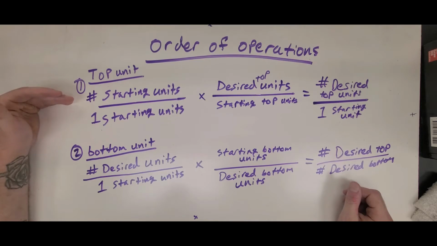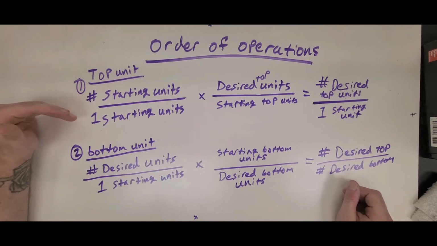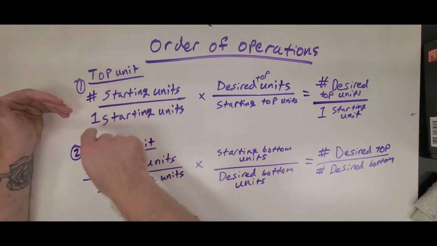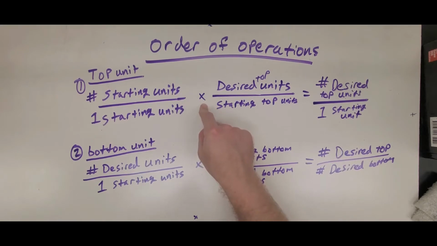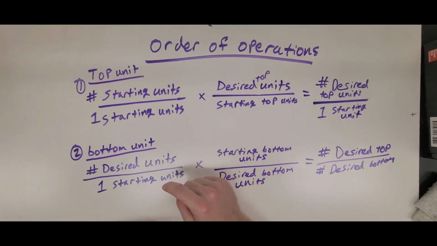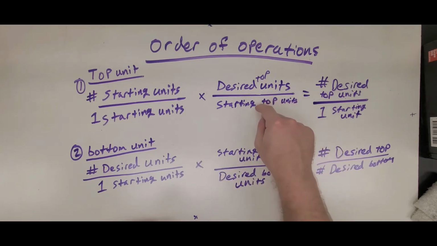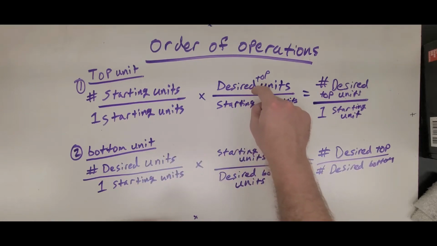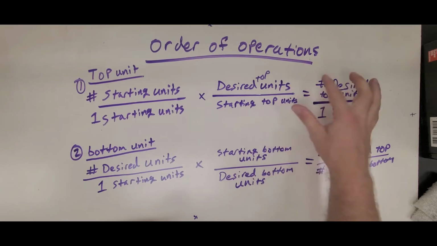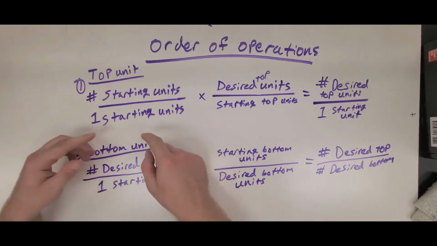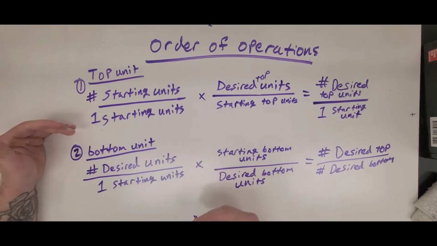We put the number of our starting units on top. This is usually going to be over one of our starting units on the bottom. So if it was meters per second, that would be the number of meters in 1 second. We multiply it by our unit conversion factor. Say we're trying to convert feet to meters, and this was feet here. We would put our desired units of meters up here and our starting top units of feet down here. I hope I didn't get that mixed up. Whatever we want up here on top, that's what we put here. That will get us to our number of desired units on top over that one starting unit, whether it be time or liters, whatever we're working with.